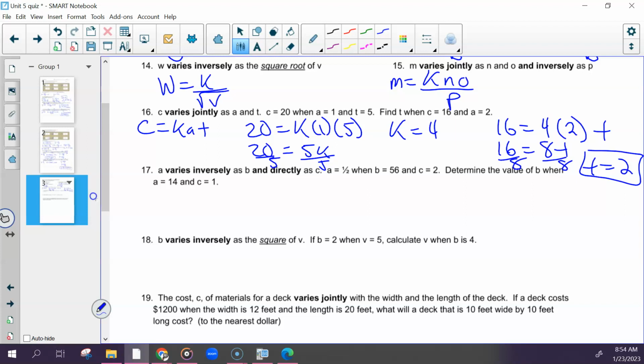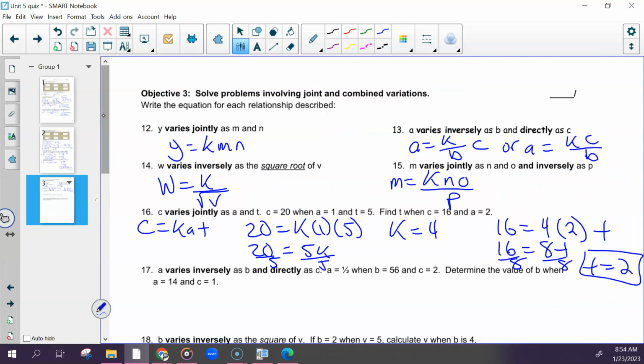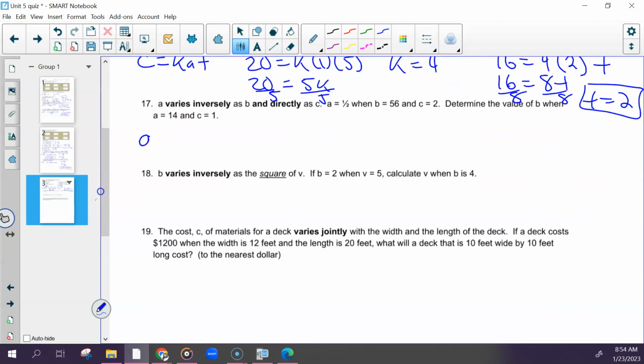Number 17: A varies inversely as B and directly as C, will be set up just like 13. So A equals K over B times C. Or if you want to put KC in your numerator, that's also fine. So the numbers given, we have 1/2 equals K times 2, or the 2 times on the outside, and 56. Then, depending on how you wrote this, you could have either simplified 2 and 56 or got rid of the 2.